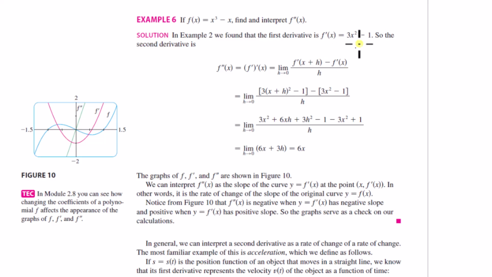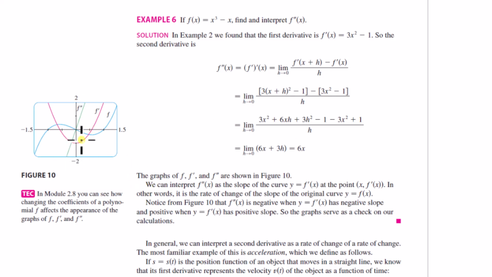So they plug this function into the definition of the derivative. Here's f of x plus h, then subtract from that f of x. Simplify the limit function, and it simplifies to 6x plus 3h. So the limit as h approaches 0 is just 6x. Now what they do here is plot the original function f, the first derivative of f, and the second derivative. It's just the line 6x, right?